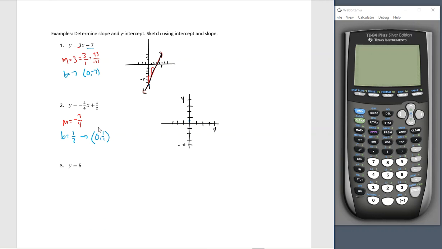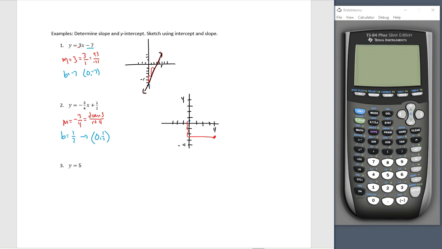From there, we want to go down 3. This negative always tells us up or down. And we'll always go right in the denominator. So we'll go from here down 3. So that's 1, 2, 3. And we'll go to the right 4. 1, 2, 3, 4. And there's our point.